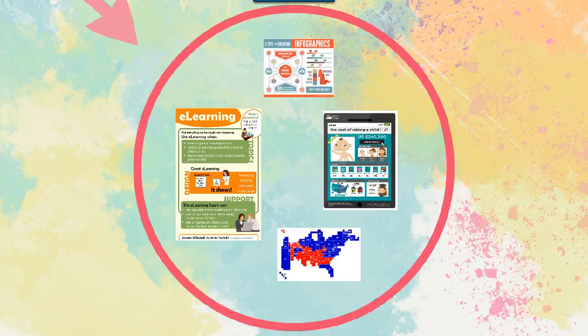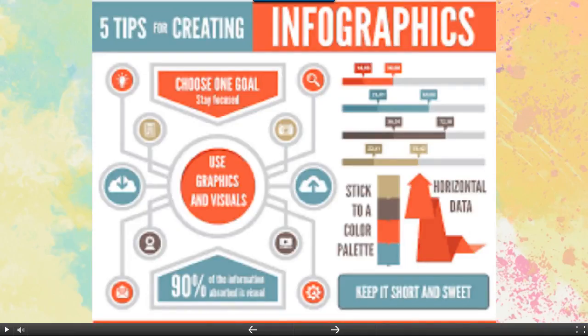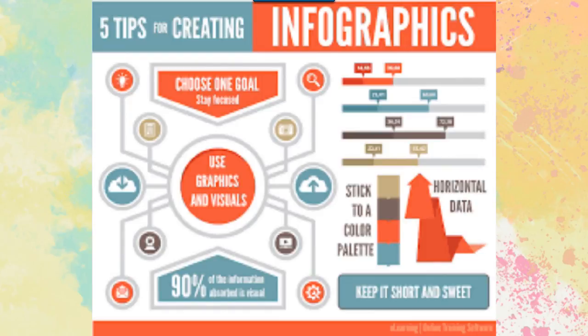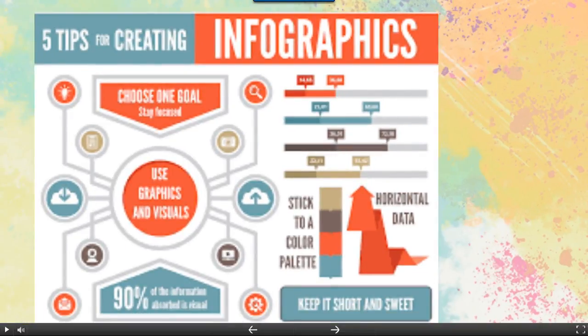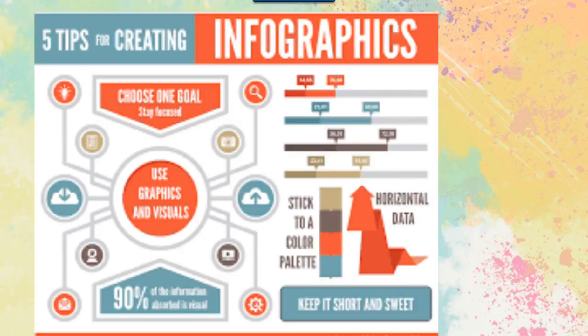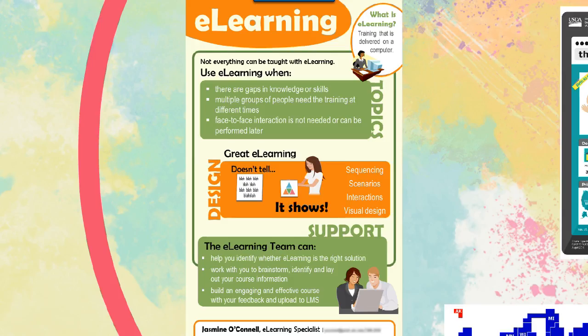You should also be careful about using the right fonts and your colors. This is an infographic giving 5 tips for creating infographics. The colors are very low toned and I think it gives a great description of what you want to do when you are creating your infographic. This is an example of e-learning.